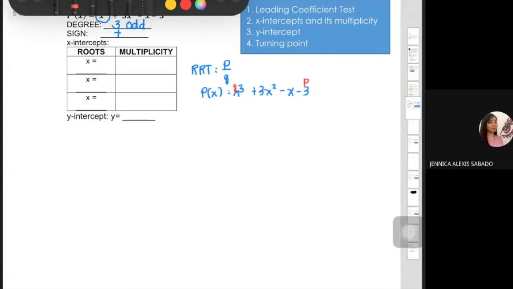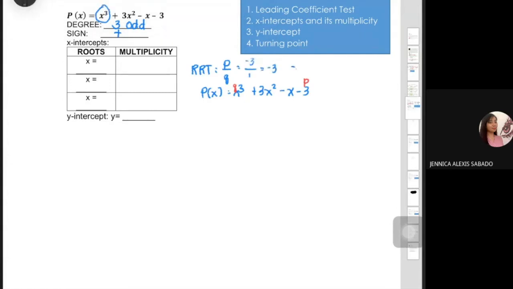So, just right there, that's negative 3 divided by 1. So, it's still negative 3. Ngayon, ano yung factors ni negative 3? Positive negative 1 or positive negative 3. Pwede doon ang pagpilian mo. We can now proceed with your synthetic division.